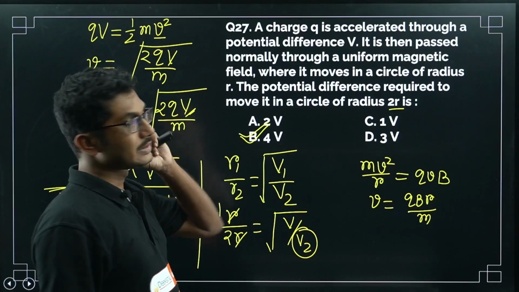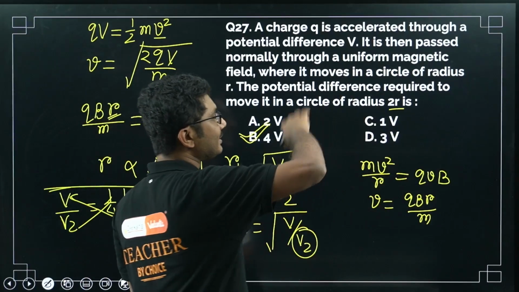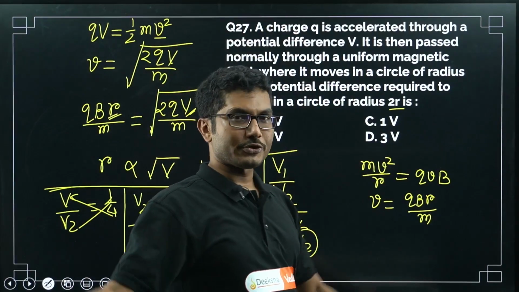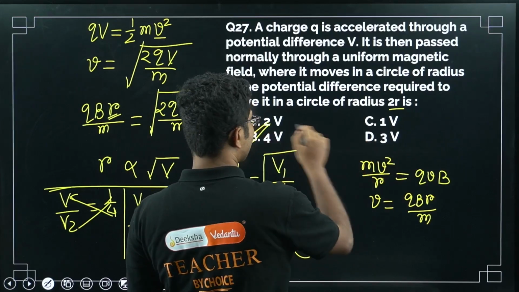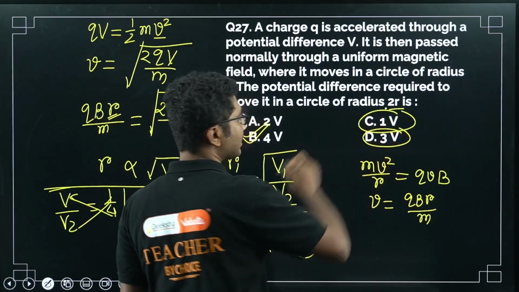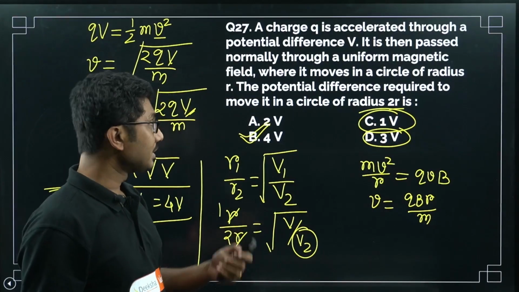Okay, so this is a slightly difficult question, but you should remember that because it will either be inversely proportional or directly proportional, the odd options, 3 and 1, will not be possible. It will be either 2 or 4. Okay, so this is simple.